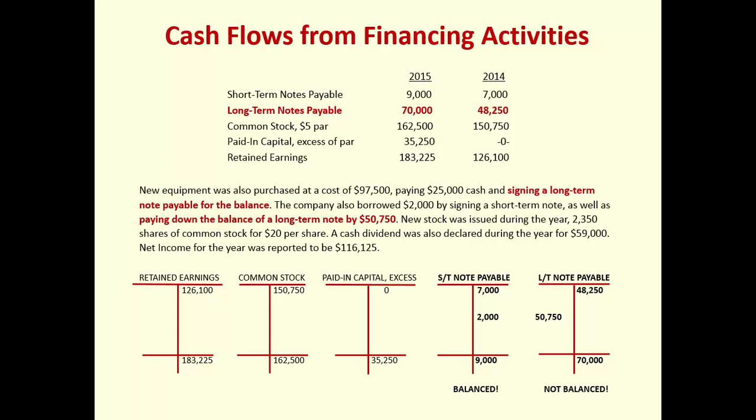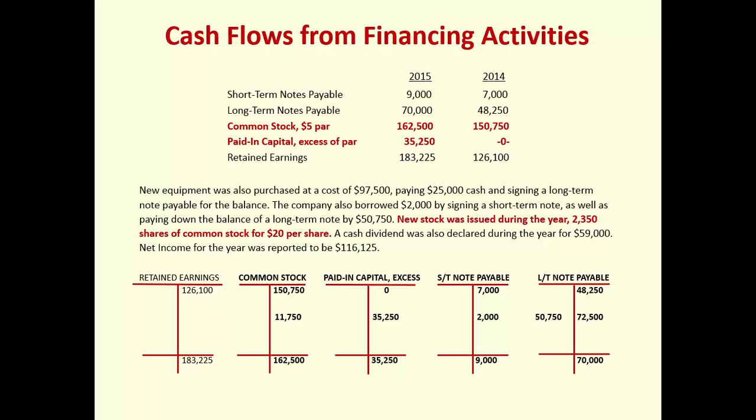Now you have to dig for other information. And if you recall, in the investing section, you bought an asset for $97.5, but you only paid $25 and you signed a long-term note. That explains the change to the notes payable account. Now you're in balance. Okay, now let's look at equity. Issued stock, if you recall, stock is issued at its par value. Anything over par is put in paid in capital in excess of par. And those four are in balance.